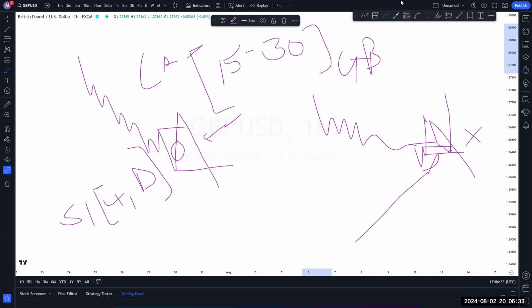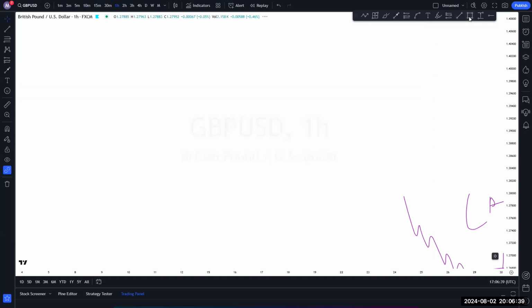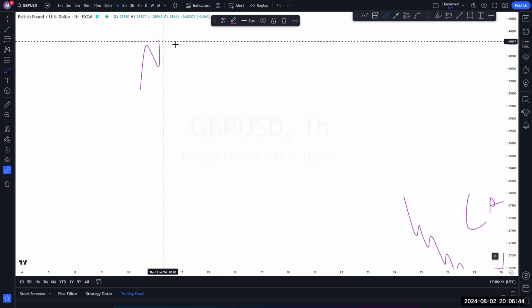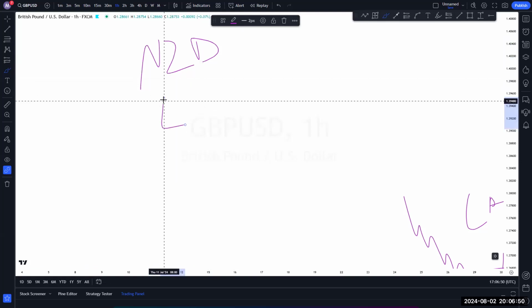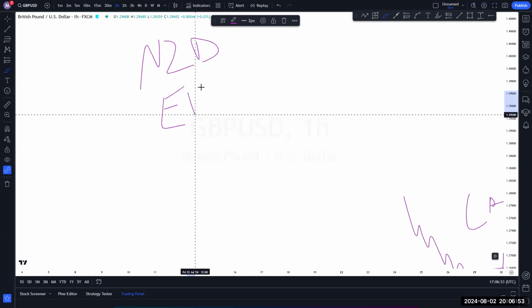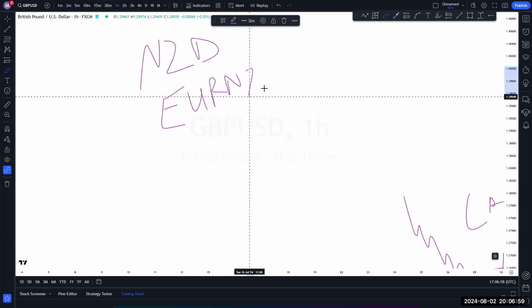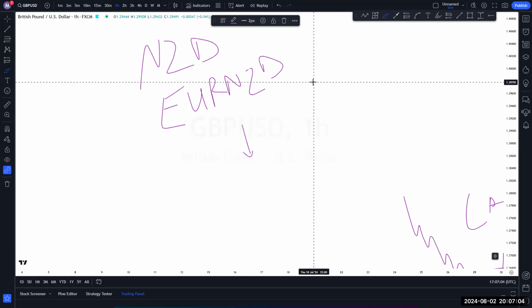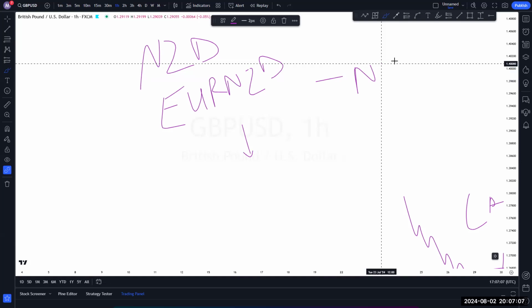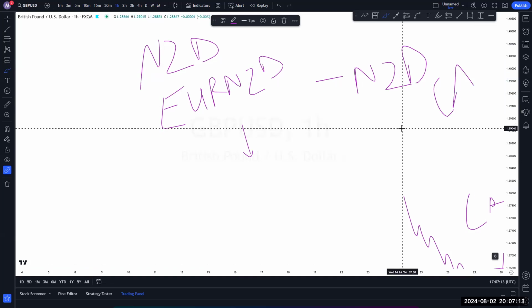Like when you're trading NZ pairs. Now, you know that if I'm trading NZ pairs, Euro NZ, if Euro NZ is selling, that means I should be buying NZ CAD. All together, I should be buying NZ CAD.